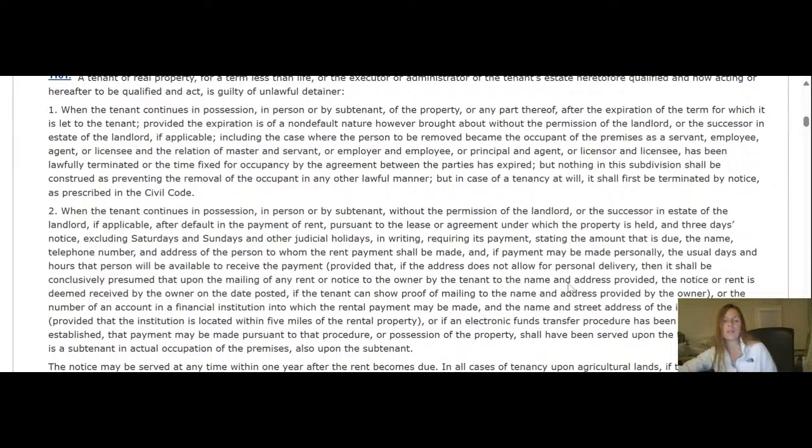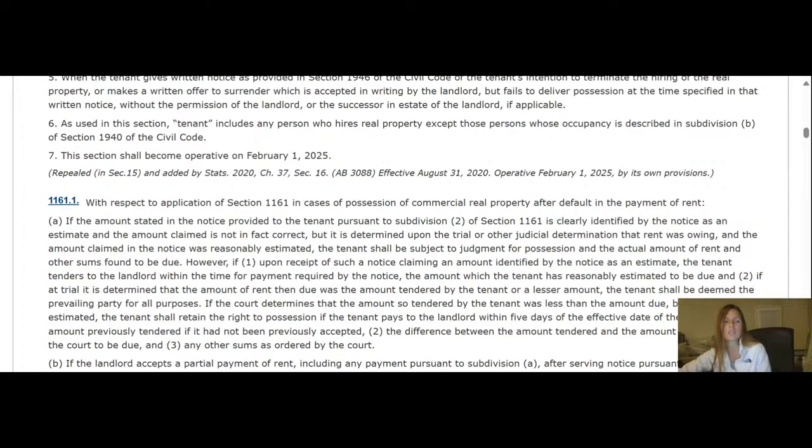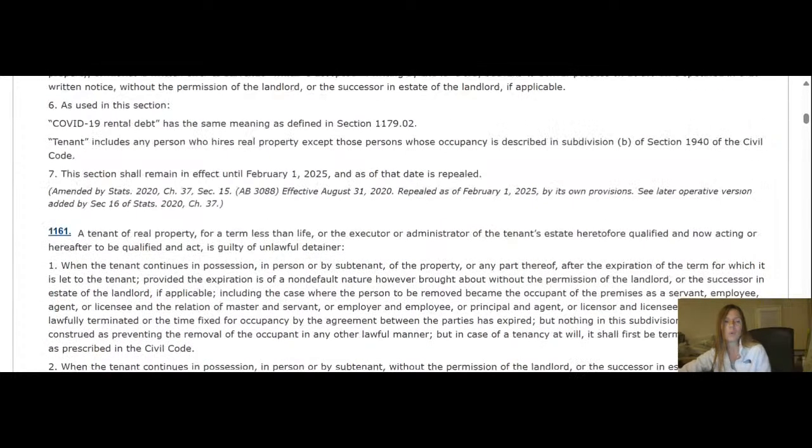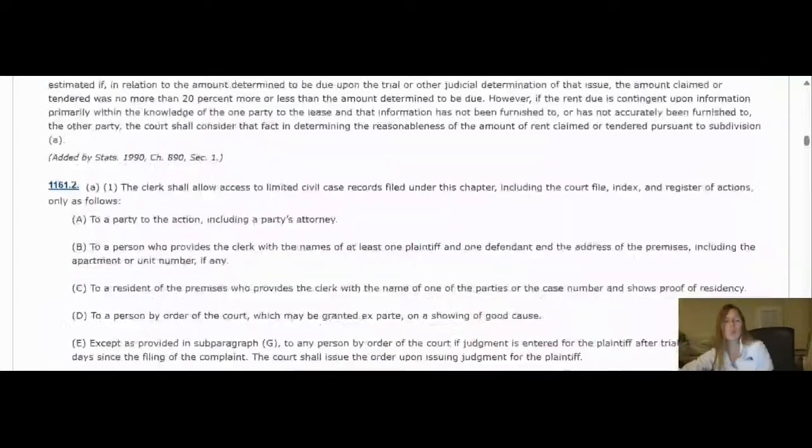1162 is the one that really sticks out at me. In cases of commercial real property is 1161.1, but 1162 I was talking about.